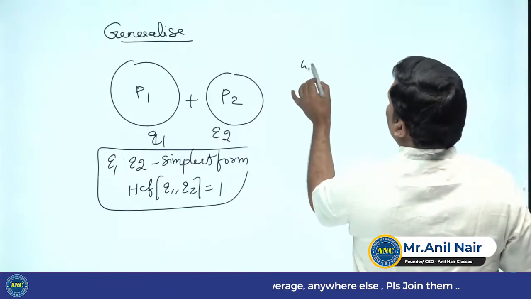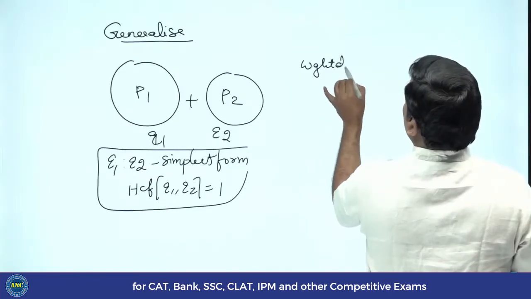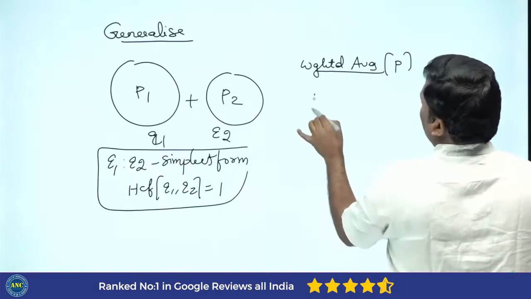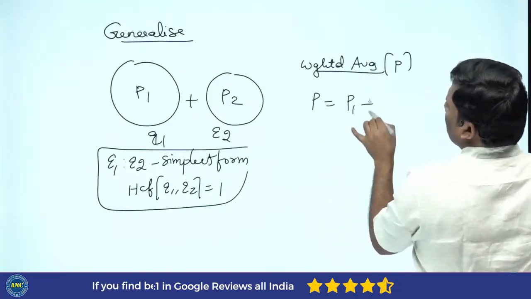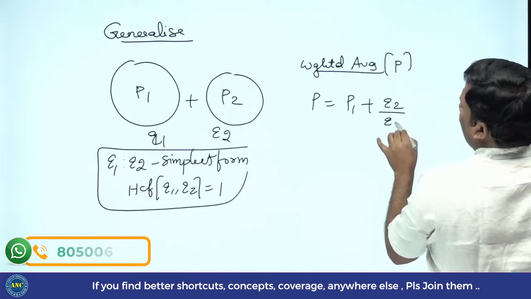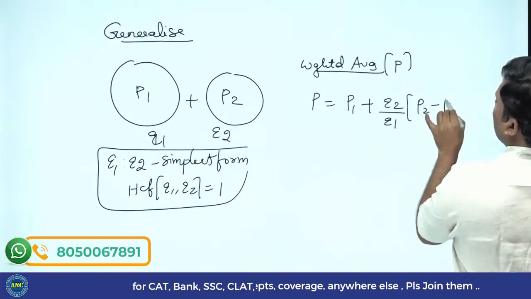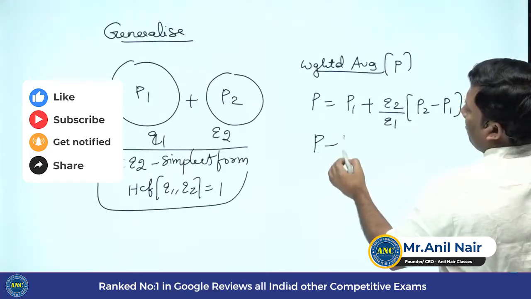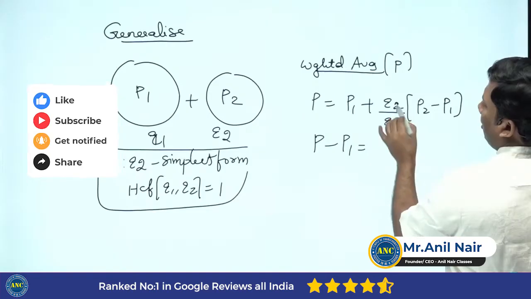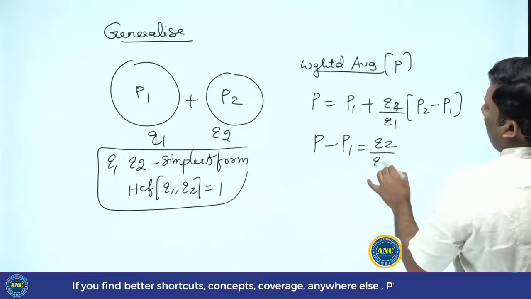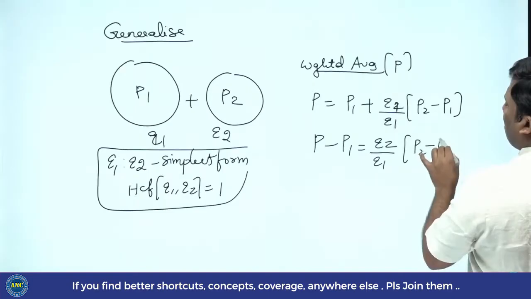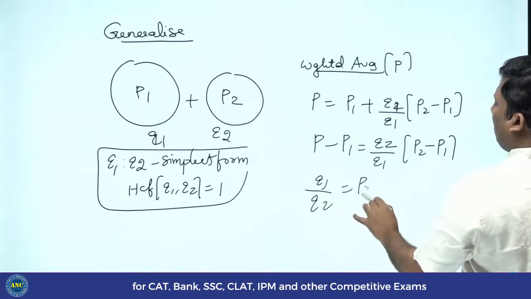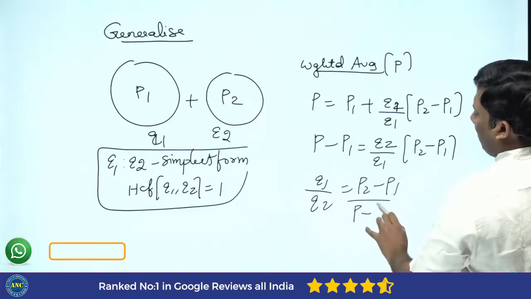What is weighted average? I don't know why people make it so complicated. Let me call it P. So P is equivalent to P1 plus Q2 by Q1 into P2 minus P1. Are you all with me? That is what we did. P minus P1 is equivalent to Q2 by Q1 into P2 minus P1. So reverse it: Q1 by Q2 is equivalent to P2 minus P1 by P minus P1.